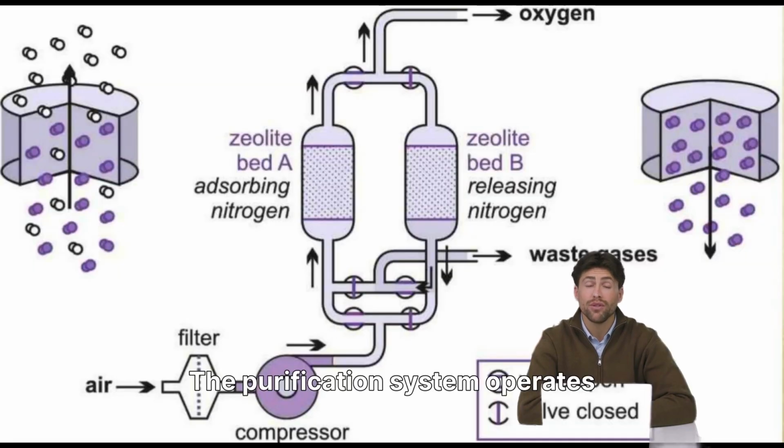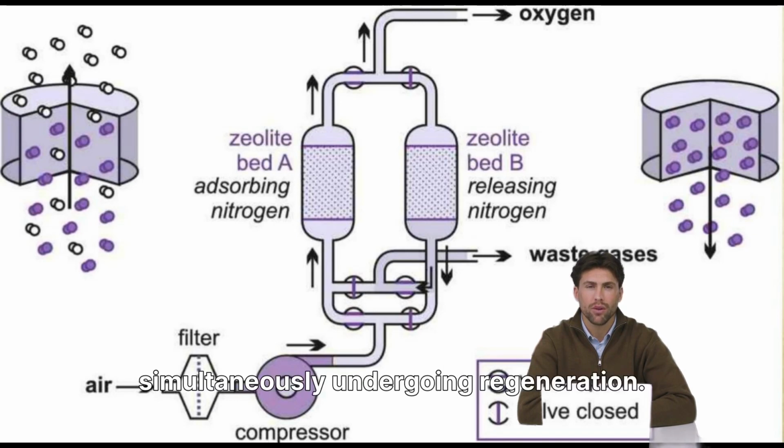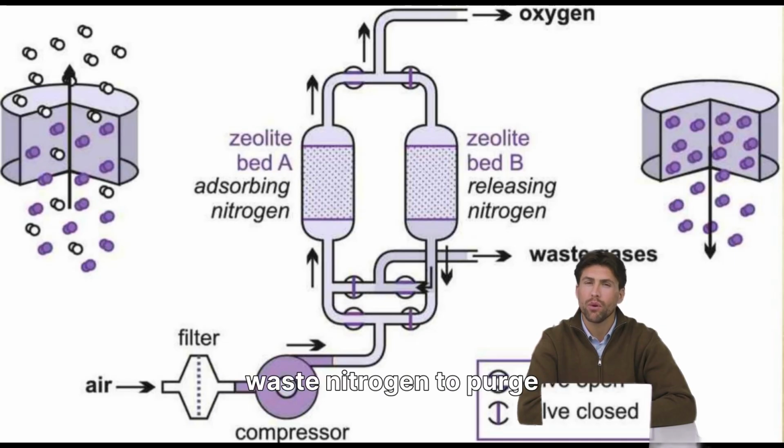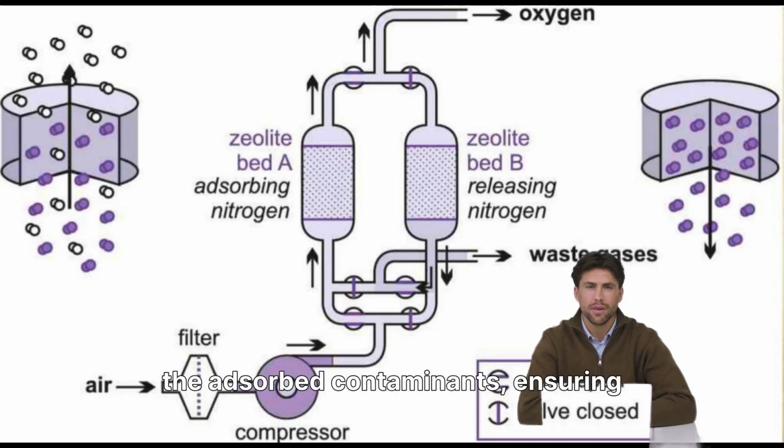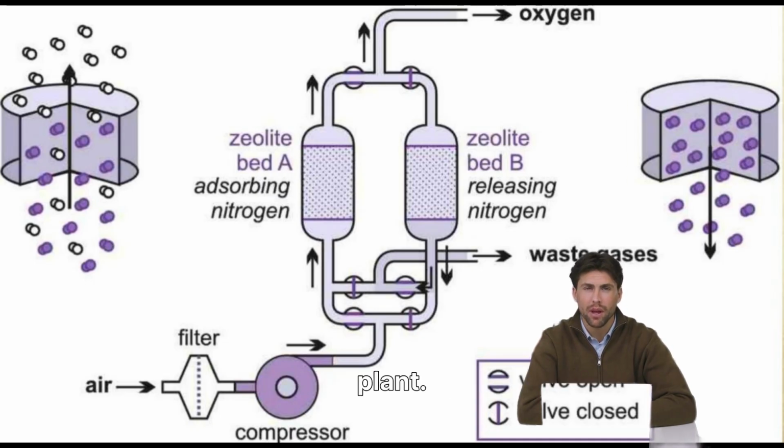The purification system operates with 2 molecular sieve beds in an alternating cycle. While one bed is actively purifying the incoming air, the other is simultaneously undergoing regeneration. This regeneration process involves using a stream of waste nitrogen to purge the adsorbed contaminants, ensuring a continuous supply of clean, dry air for the rest of the plant.